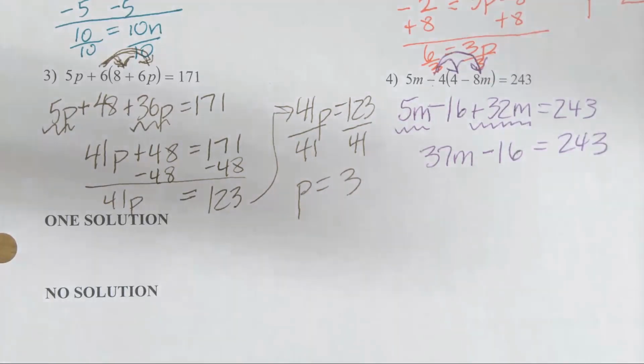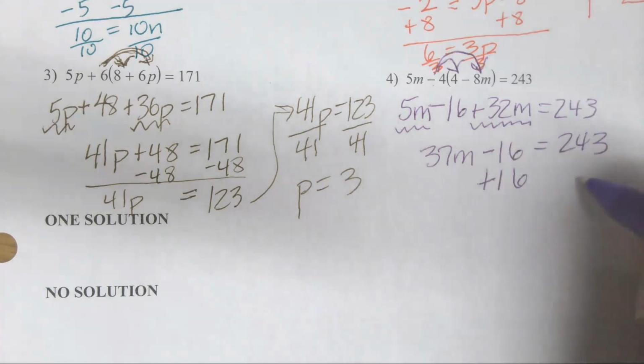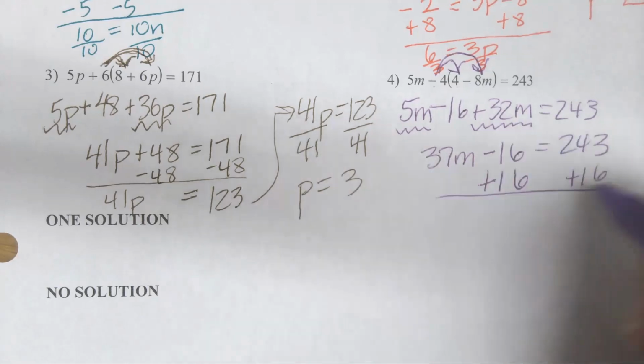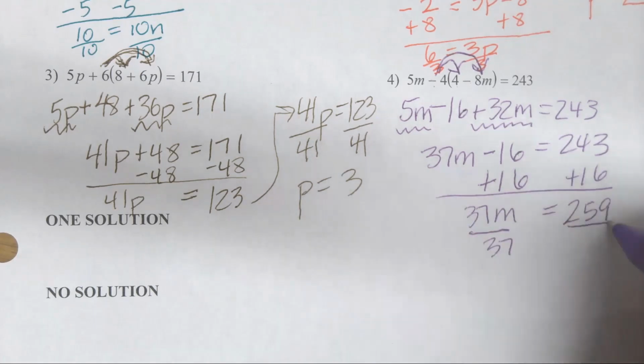And now again, I can finish solving like I've done in the past. Add the 16. And divide by the 37.